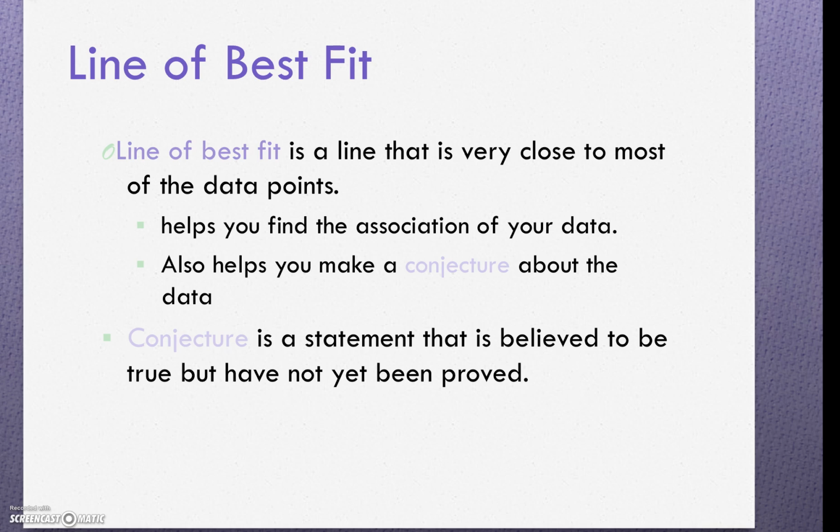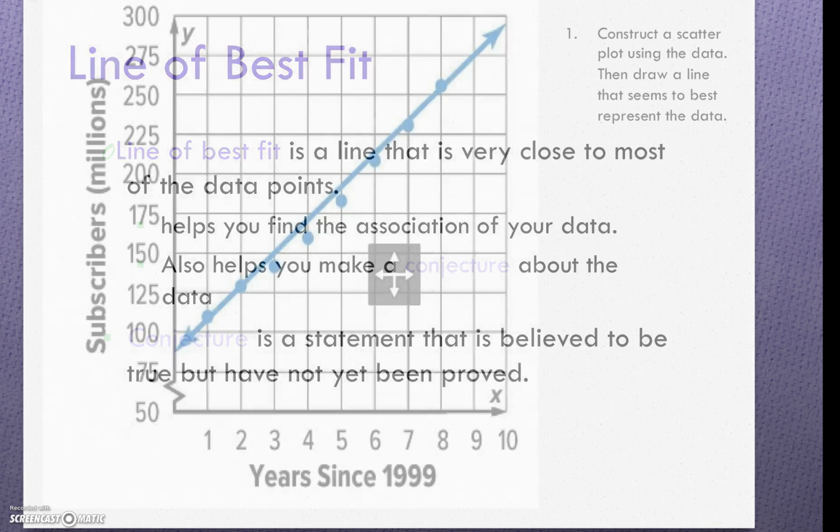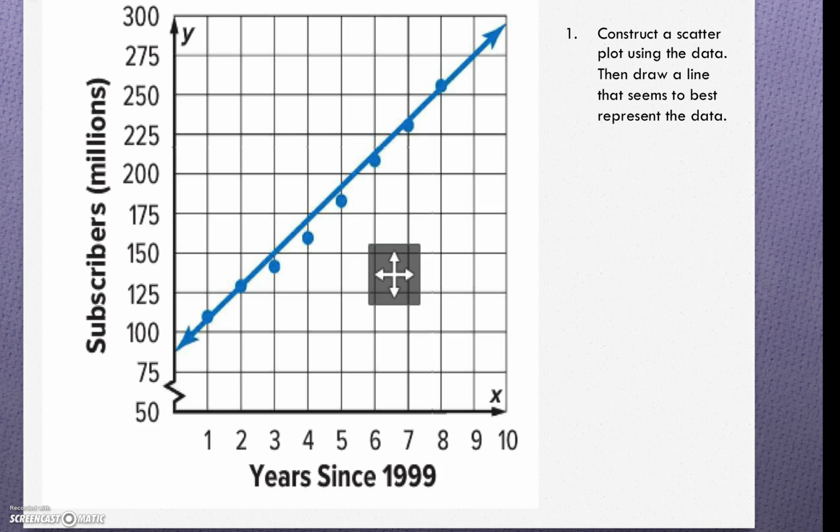I used that term before in the video when I was talking about two-way tables. A conjecture is a statement that is believed to be true but has not yet been proven. So it's kind of like an educated guess, but a more factual educated guess. Now let's try making our own conjecture with a scatter plot.